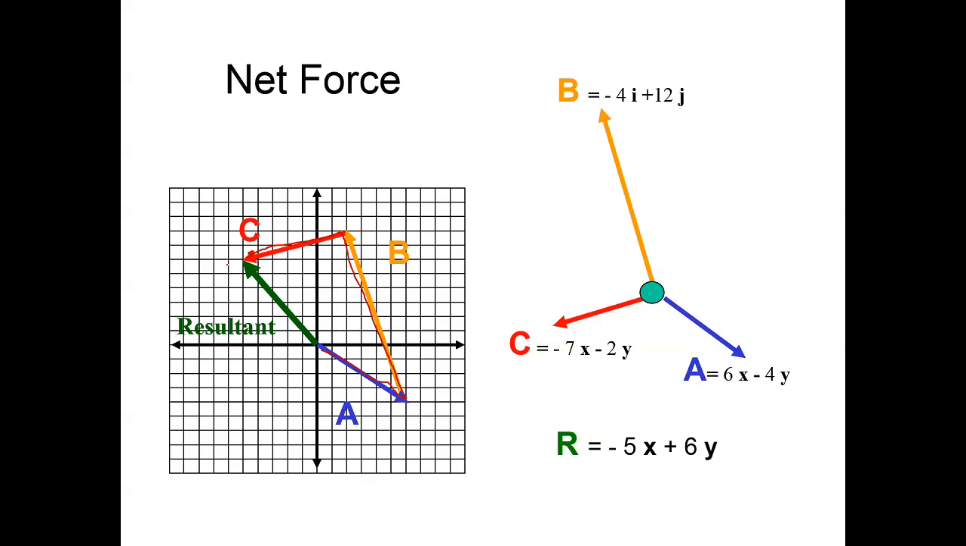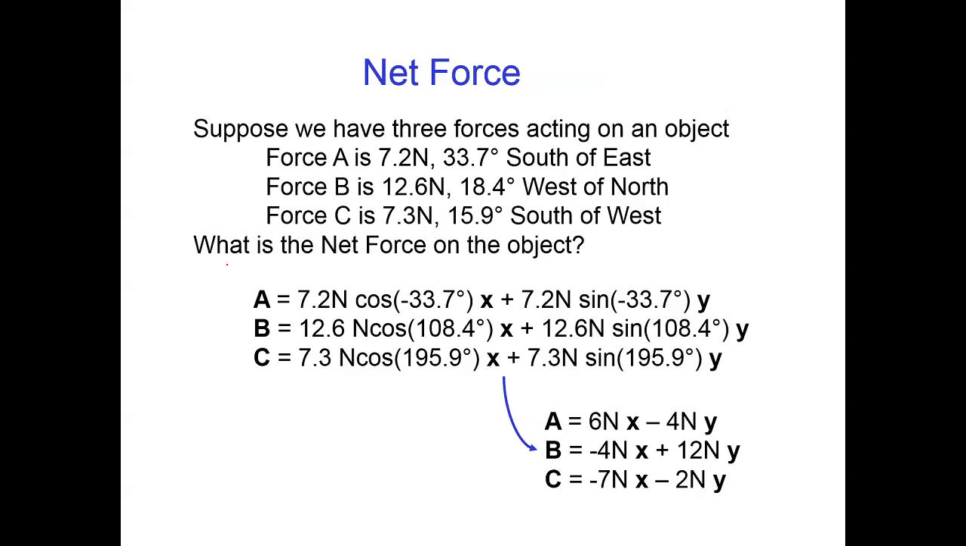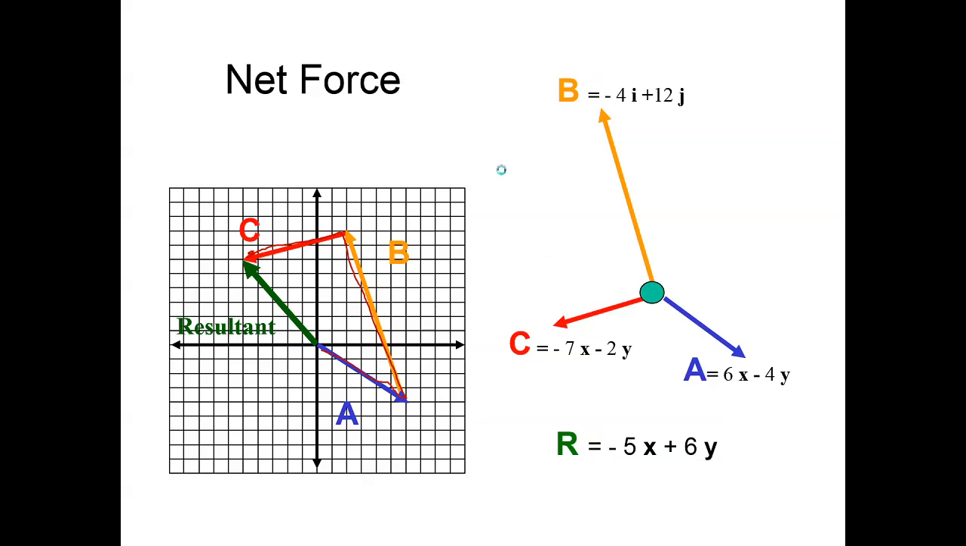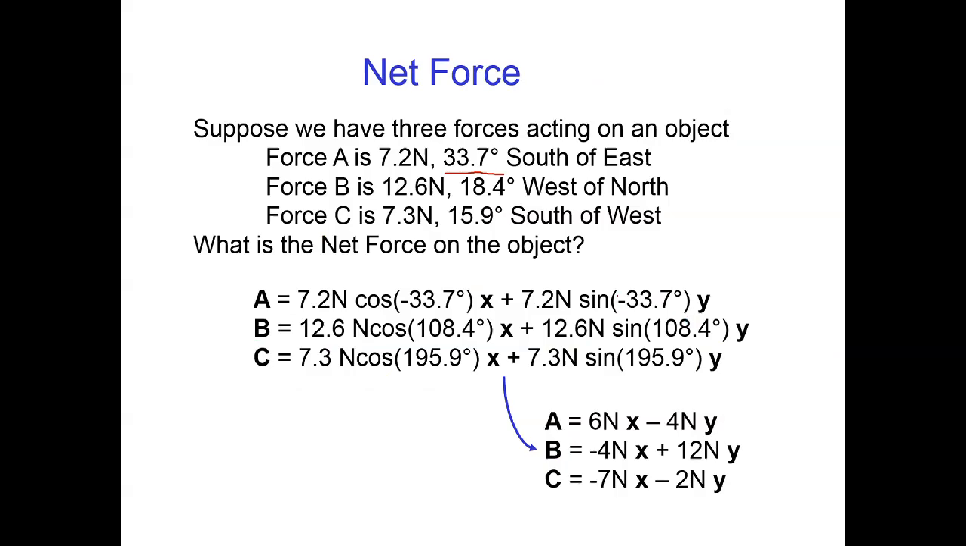So the idea is that you want to consider the forces acting on an object. We're going to do a lot of this, and drawing a free body diagram is one of the best ways to try and understand the dynamics of a system. So to solve a question like this, you're going to have to find the angles. For force A, it is 33.7 degrees south of east. So here, if we draw this in, this angle is south of east, which means we can consider that to be negative 33.7 degrees.